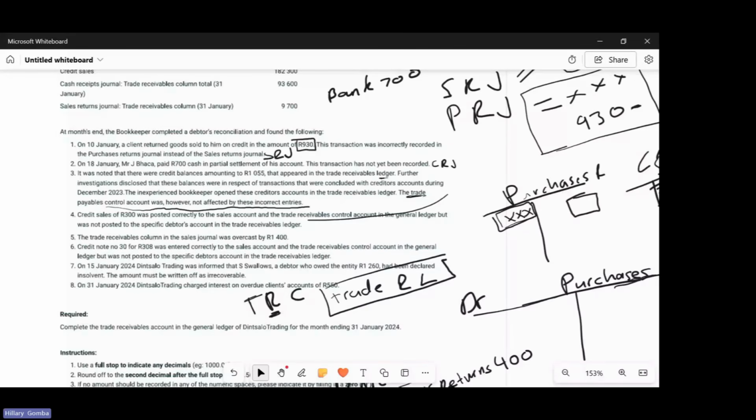Yes. All right. So this one we ignore, it does not affect us. And then we move to number 4. Number 4 says credit sales of 300 Rand was posted correctly to the sales account and the trade receivables control account in the general ledger, but was not posted to the specific debtor's account in the trade receivables ledger. Do you see the example that I was telling you about? They're telling you that it was omitted, but even if it was omitted, it is still correct in the trade receivables control account. Do you see that?